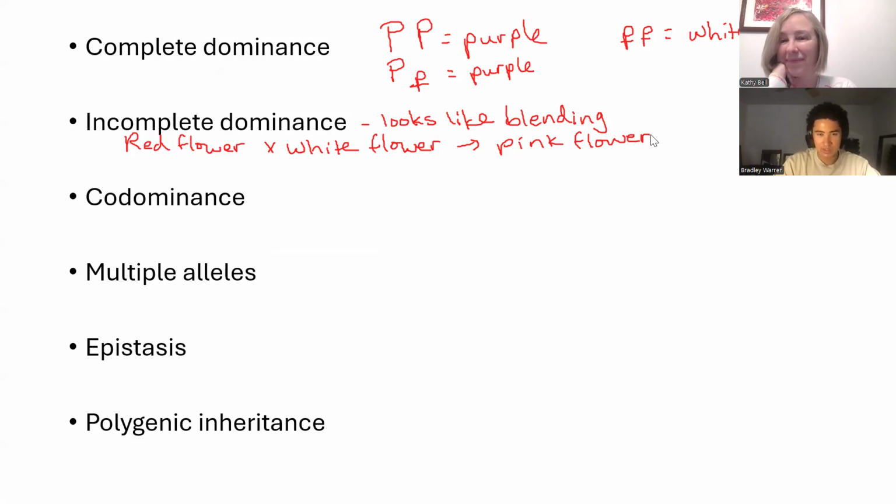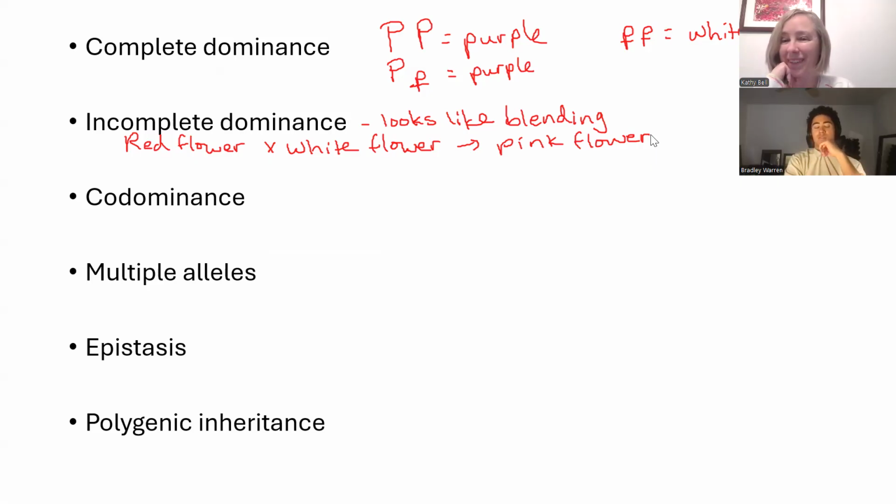And it looks like blending, but it's not actually. The two alleles are still both there and they're not combined at all, but it just looks like blending because of the intermediate phenotype, because the pink is kind of in between the red and the white. So it looks like blending, but it's not.